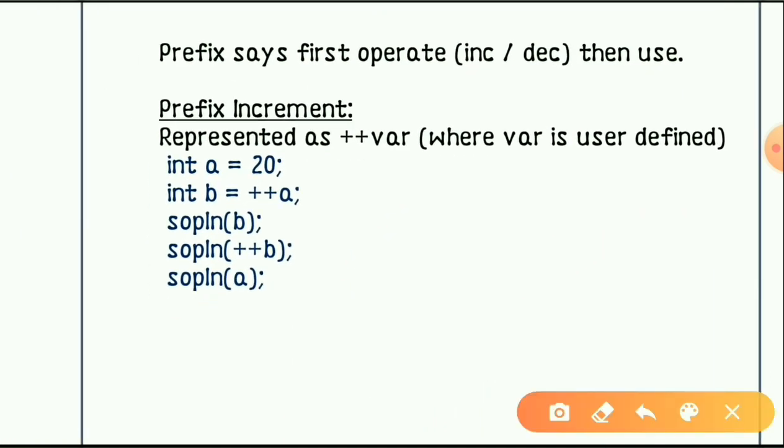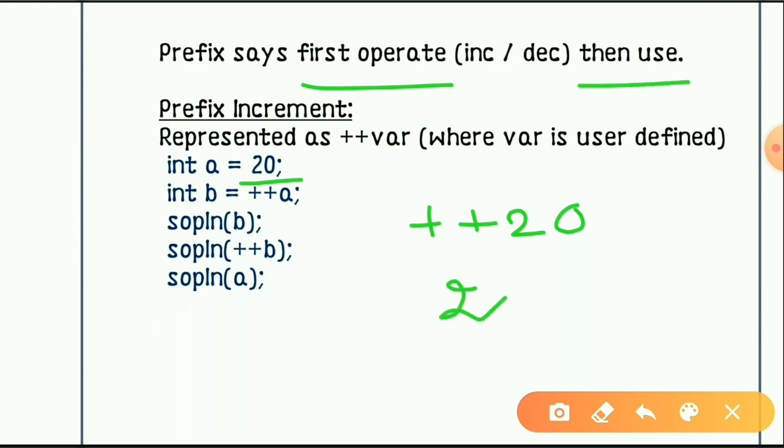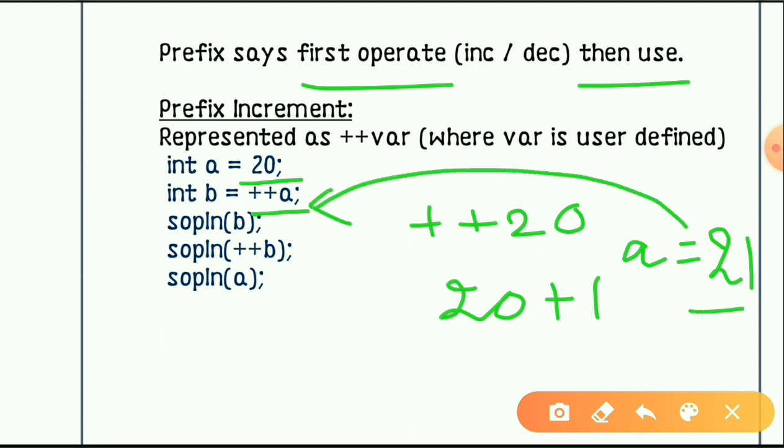Yes. Now see, you are having the value of a is 20, b is ++a, or you can say you are having ++20 over here. So firstly, what we have learned in prefix, firstly you have to do the operation, then you have to use a value. So ++ means the value is being incremented by 1 always. So the value of a will become 21. From this line only, from this right hand side only, your value of a will become 21, and afterwards the value that is 21 will be given to your b variable. So now when we are doing this SOPLN b, then automatically the answer will be 21.